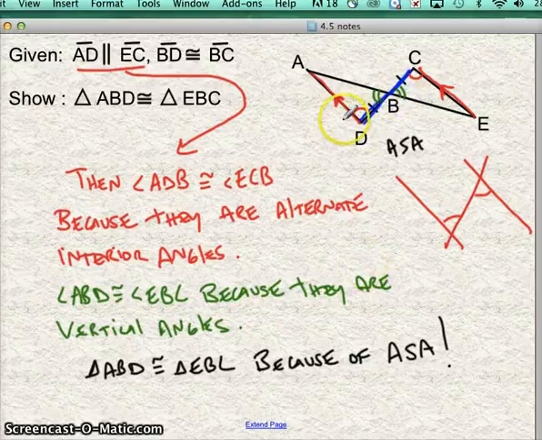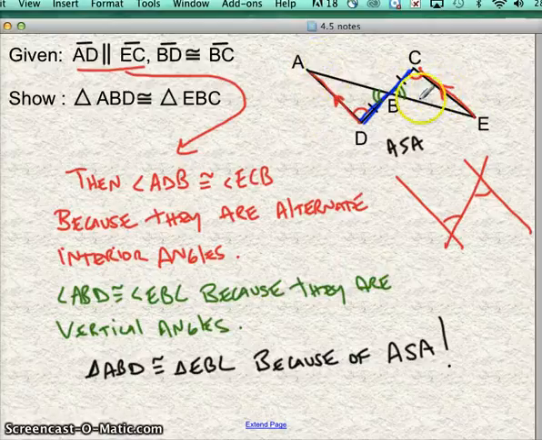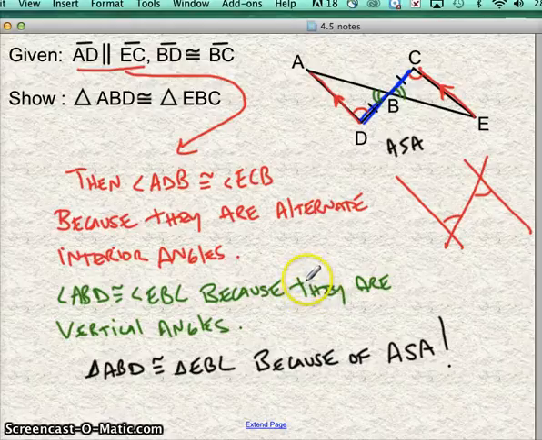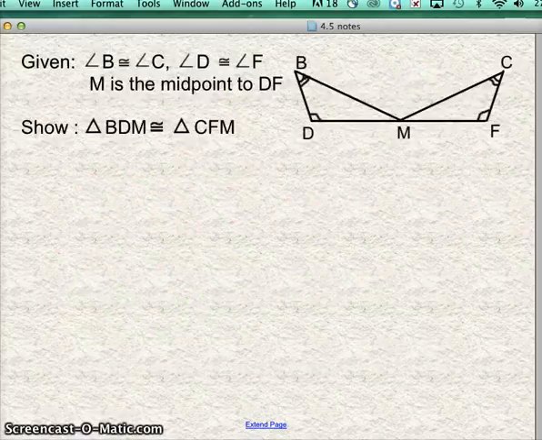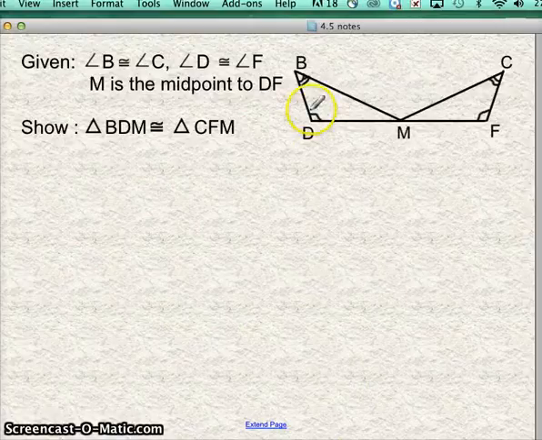Okay? I didn't know anything about how long these sides were or how long those sides were. So I can't just go and assume anything about them. I have to find some concrete evidence. Okay? So we got it. We got angle, side, angle. All right, let's do one more real quick. This one, we're given more information, so this will go faster.